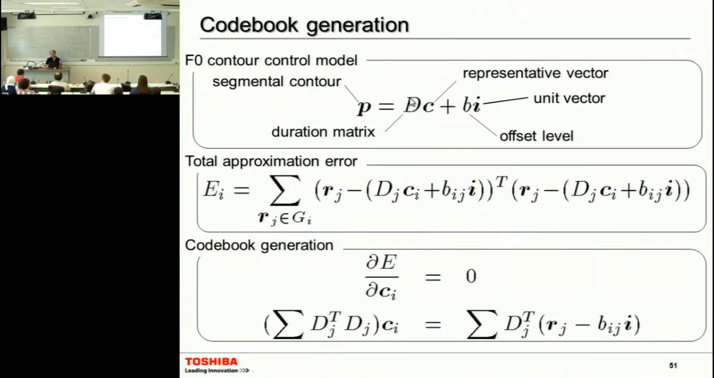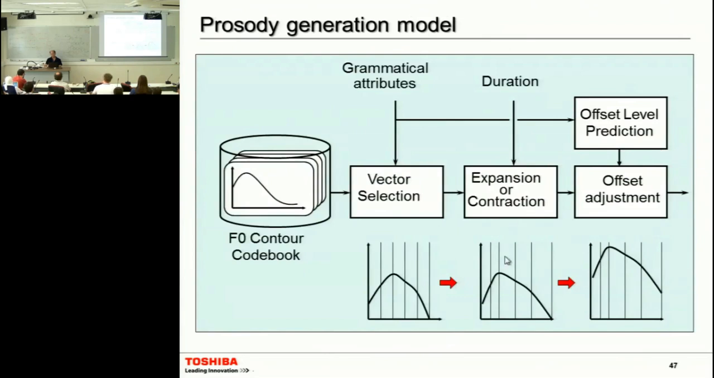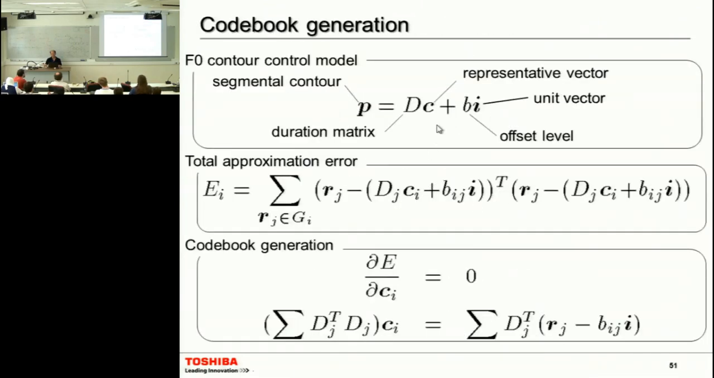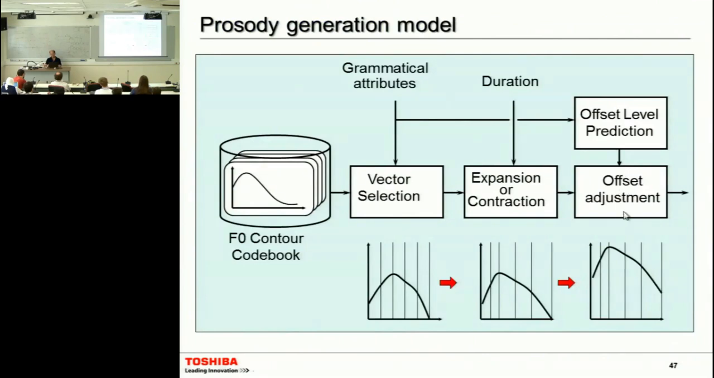And this D matrix shows the duration matrix. This is actually the time warping matrix. It shows the operation of expansion and contraction of duration. This operation is described as time warping. So this matrix is the time warping matrix. And here, B is the offset of the pitch contour.